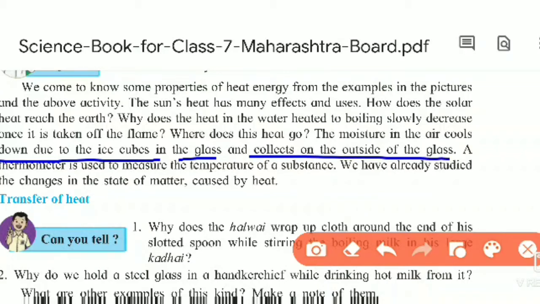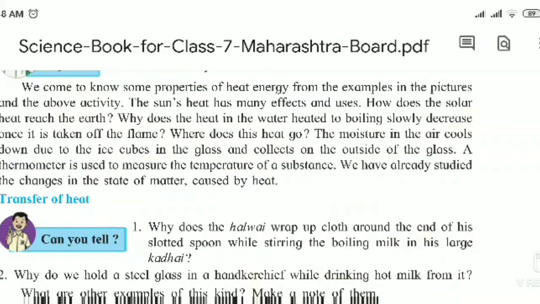A thermometer is used to measure the temperature of substances. If you have a temperature or fever and go to the doctor, the doctor checks your temperature. First he touches your chest or head, and then afterwards he keeps the thermometer in your mouth. Then he is checking your temperature, your body heat.